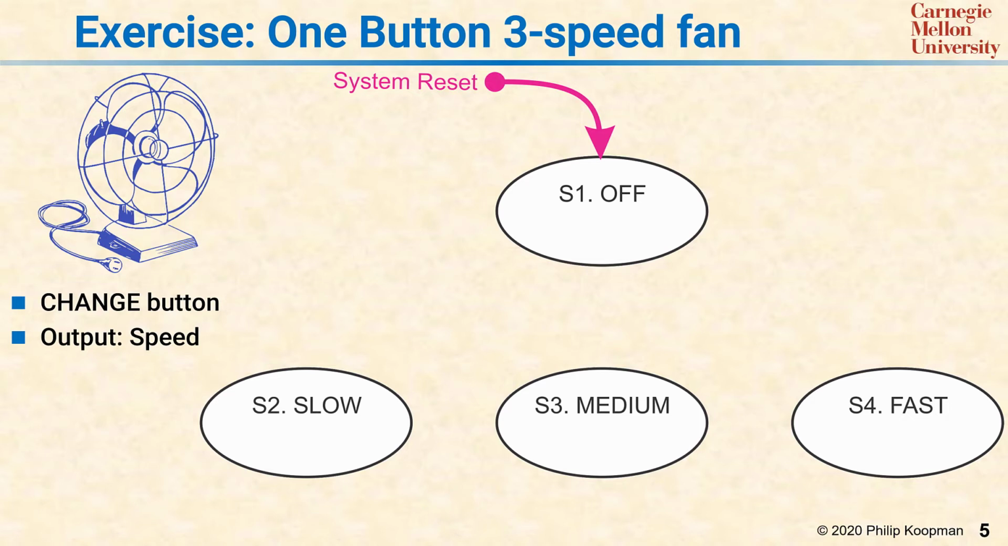Next, we apply side effects. S1 off, well, the speed is the output and the speed should be set to a value for stop. When we get to the code, we'll find out stop is some numeric constant value.